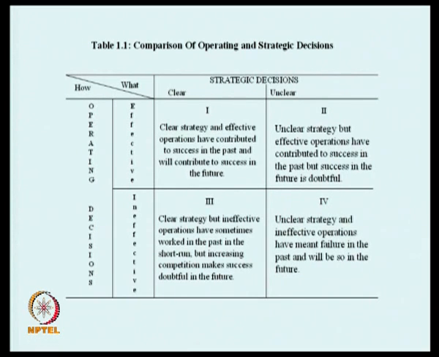So, we are looking at 4 quadrants for decision making, that is with respect to operating and strategic decisions. The first quadrant always means that the company is likely to succeed, you have a clear strategy and effective operations. The second quadrant, not really certain in the future. Similarly, the third quadrant, not really certain about the future. The fourth quadrant, it is a failure.